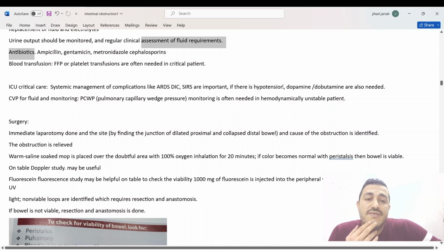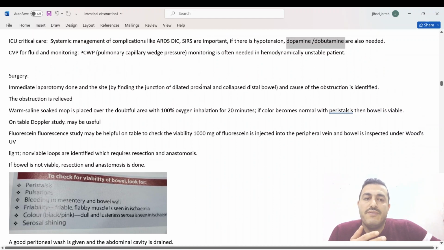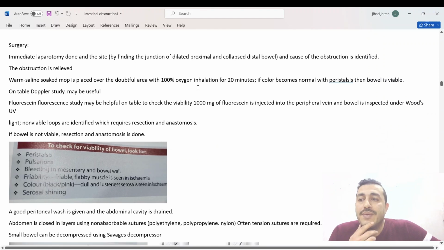Some patients may need vasopressors such as dopamine and dobutamine, or even CVP monitoring and PCWP, pulmonary capillary wedge pressure. These are also modalities to deal with patients with intestinal obstructions who are critically ill.